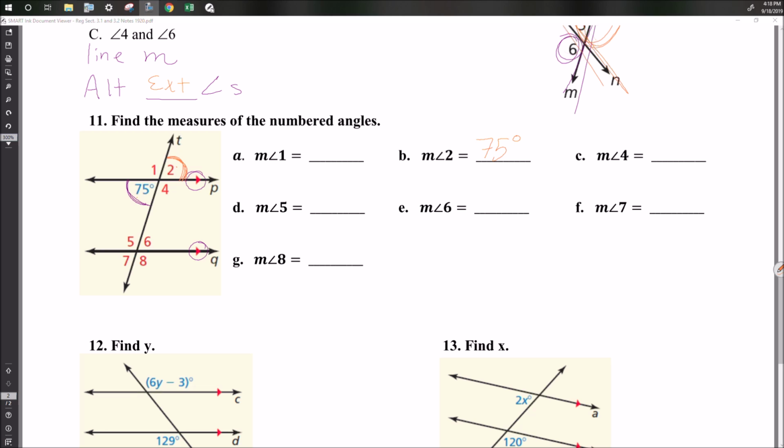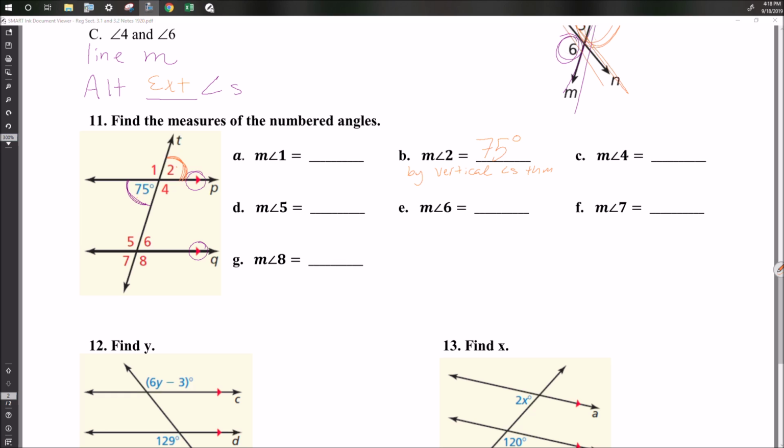And then I'm just going to say I used the vertical angle theorem. Or you can say the vertical angle congruence theorem. Those are the same thing. Just some people drop off that word congruence.